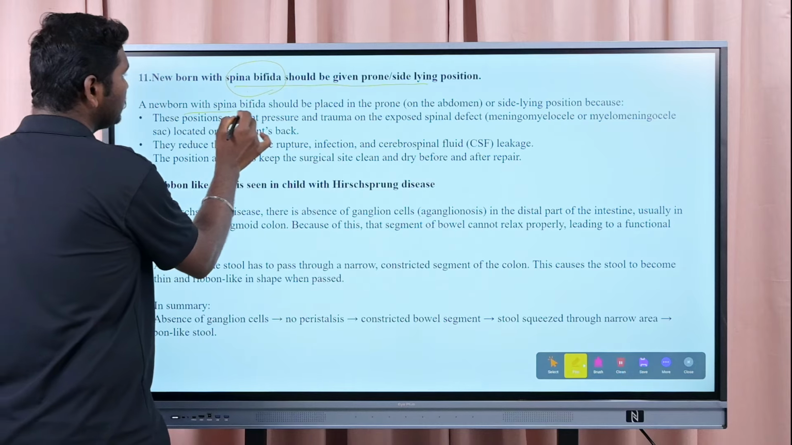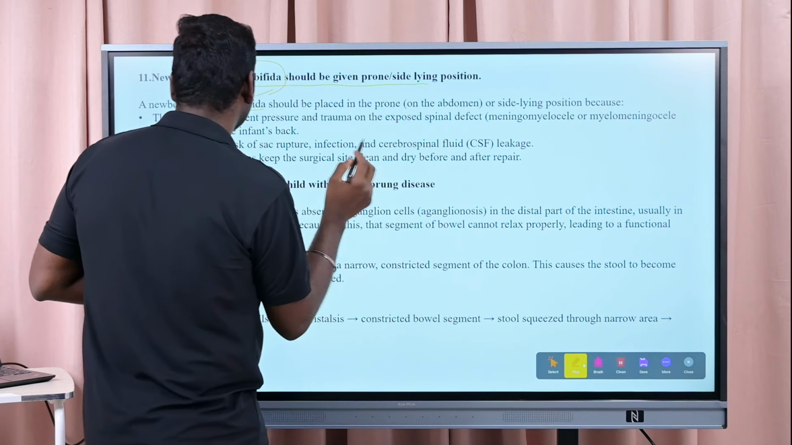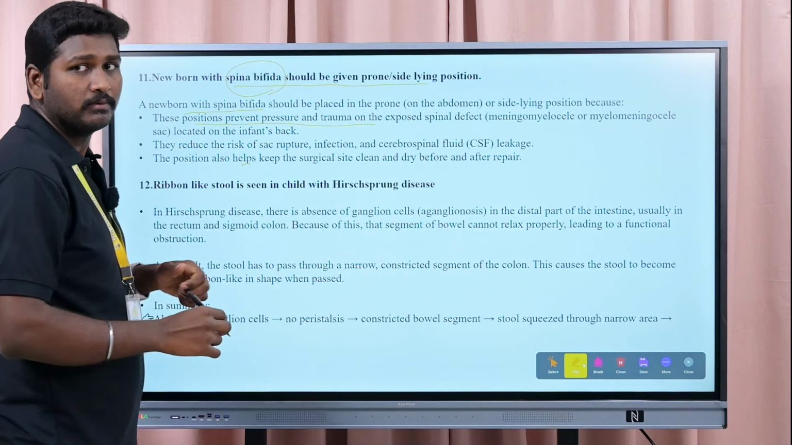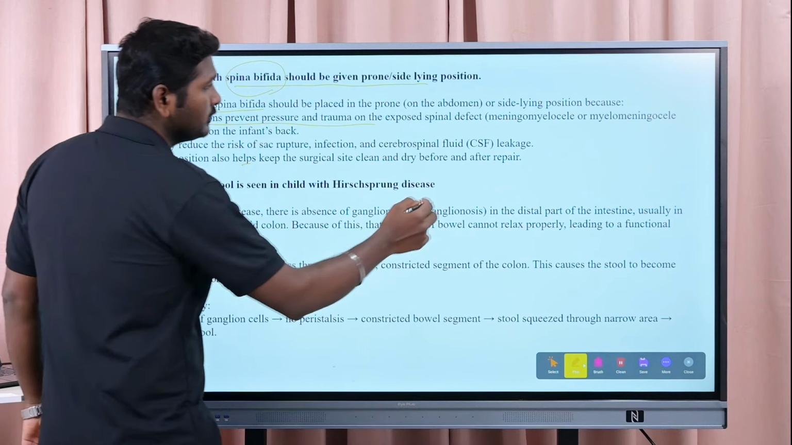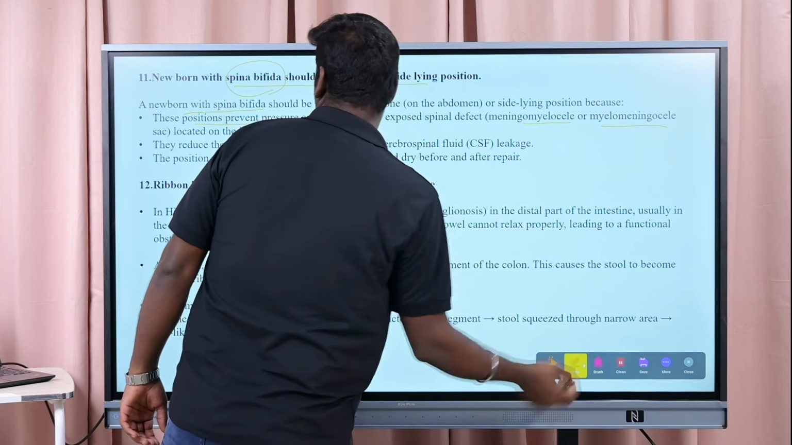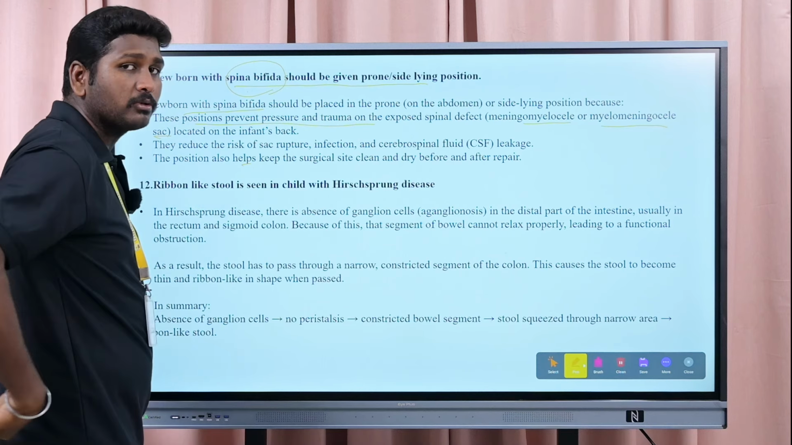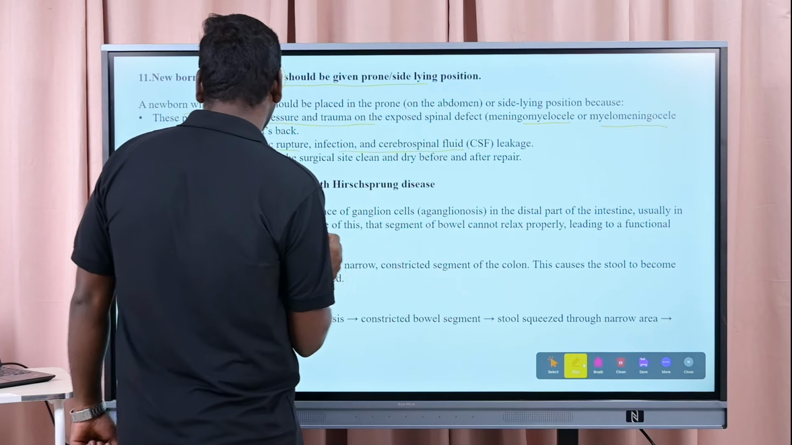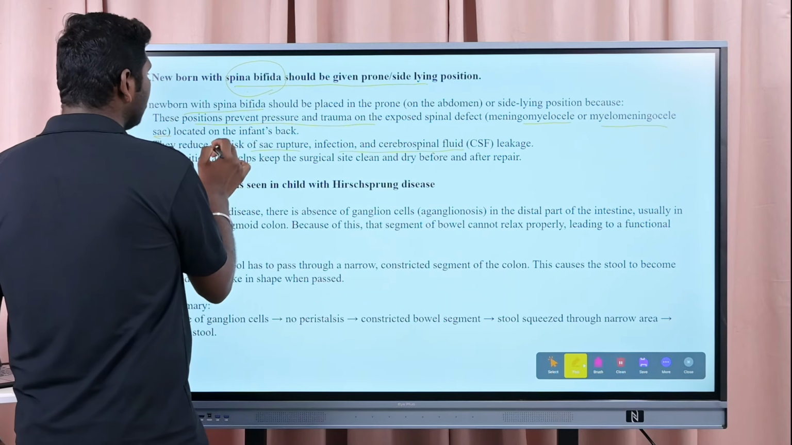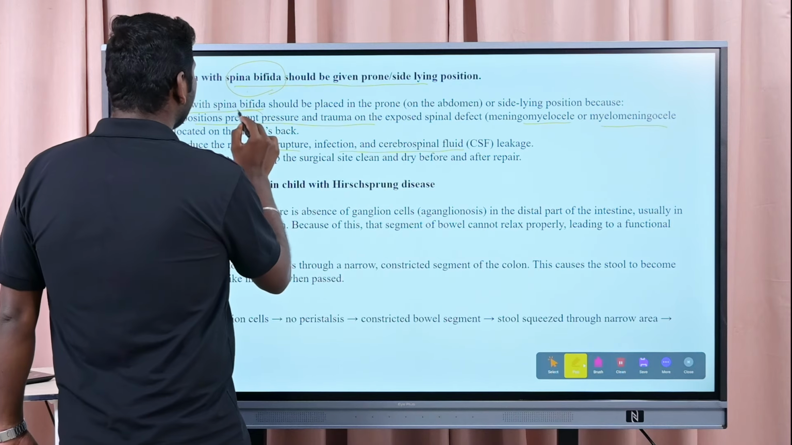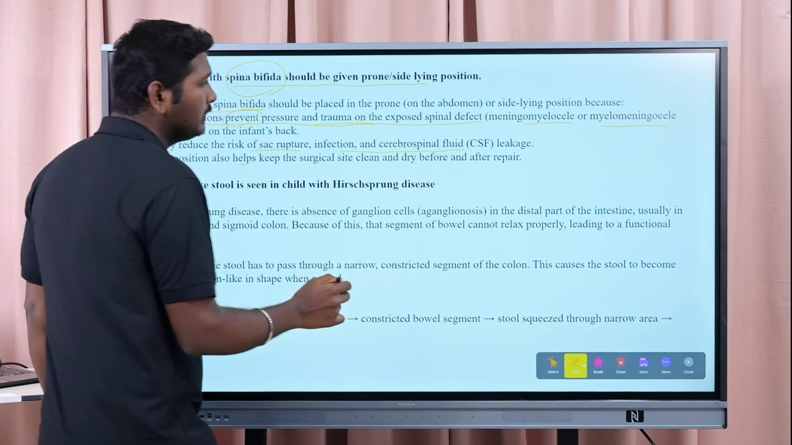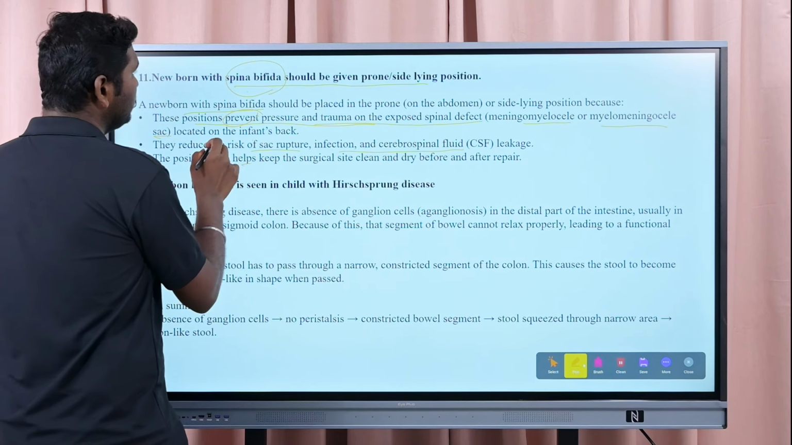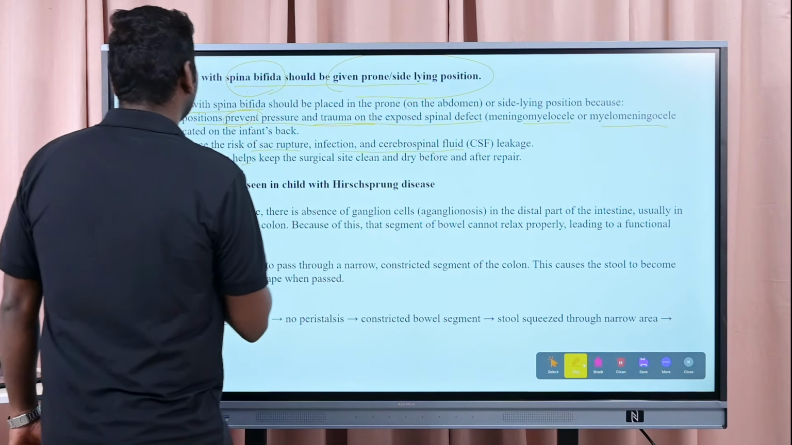We'll see. A newborn with spina bifida should be placed in the prone or side-lying position because these positions prevent pressure and trauma on the exposed spinal defect on the back, that is the myelomeningocele sac. These sacs will be present on the infant's back. They reduce the risk of sac rupture, infection and cerebrospinal fluid leakage. So that is to reduce or prevent the pressure and trauma on the exposed spinal defect on the back of the child in spina bifida. This position is very advisable and very important.